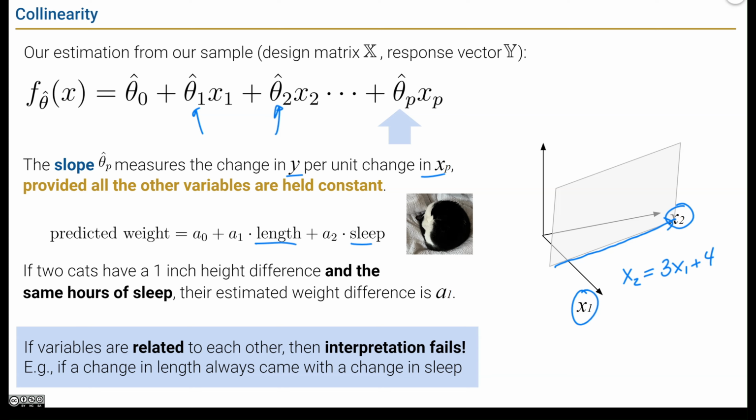So if a change in length always came with a change of sleep, I can't make that interpretation that we were making before. And in that case, if you want your model to be interpretable and to be able to make inferences about your coefficients, and they are related, then just get rid of one of them or more until you don't have all of your confidence intervals containing 0.